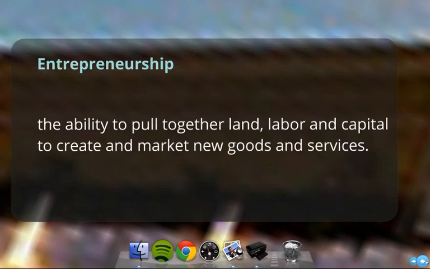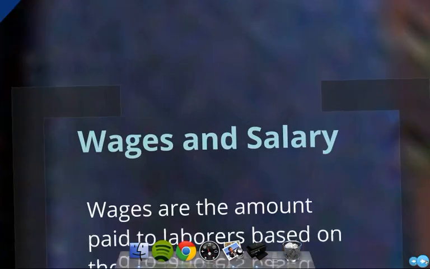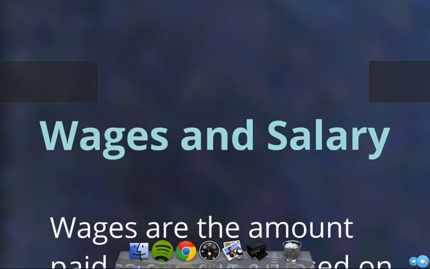Now, when we're talking about land, labor, capital, and entrepreneurship, part of that is the labor. And when we talk about labor, we need to talk about wages and salary. This is what people usually work for, and this is something you have to consider. This is an economic choice you have to make, either as a business owner, whether you're going to pay somebody a wage or a salary, or as an individual who wants to work for a company.